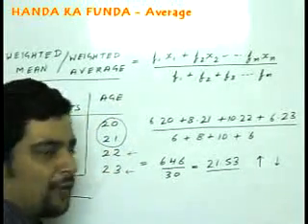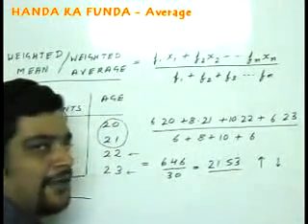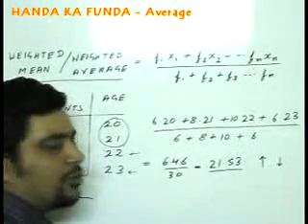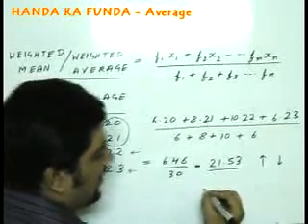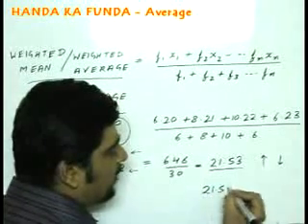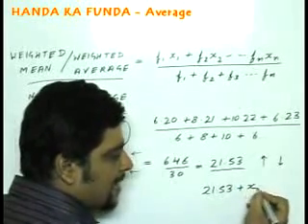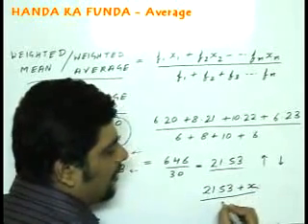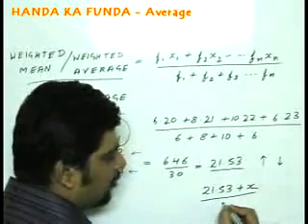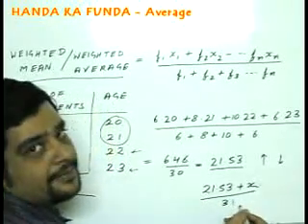How will I find that out? Say the current average is 21.53. The new guy who joins is x years old. Then the new average will be 21.53 times 30 plus x, his age, and that will be divided by the new number of students, which is 31.